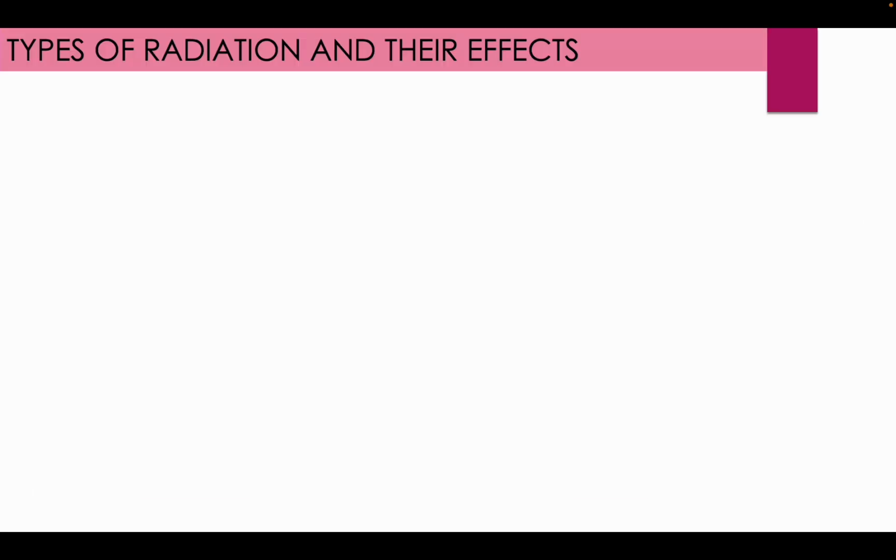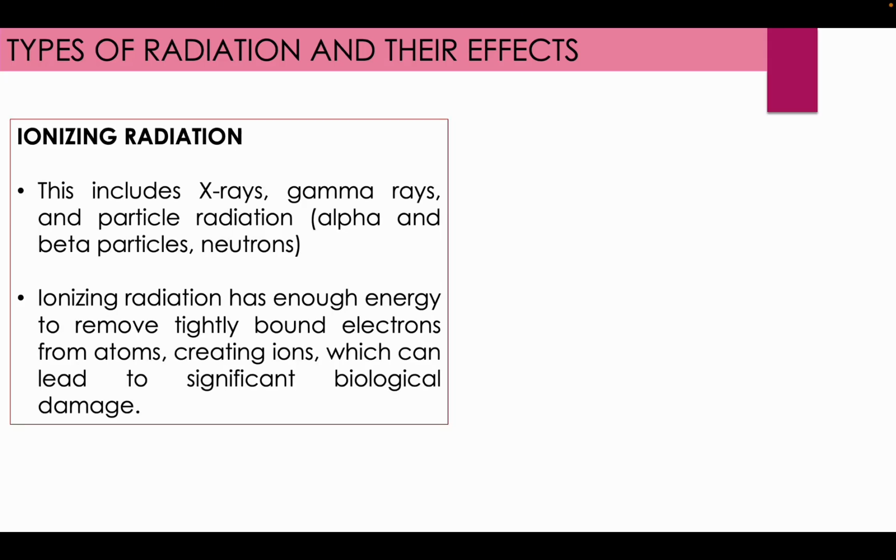First, we will be discussing all about the types of radiation and also their effects. We have two types of radiation. The first one is the ionizing radiation. This includes X-rays, gamma rays, and particle radiation, which are the alpha and beta particles as well as the neutrons. Ionizing radiation also has enough energy to remove tightly bound electrons from the atoms, creating ions which can lead to significant biological damage. So that is the first type of radiation.